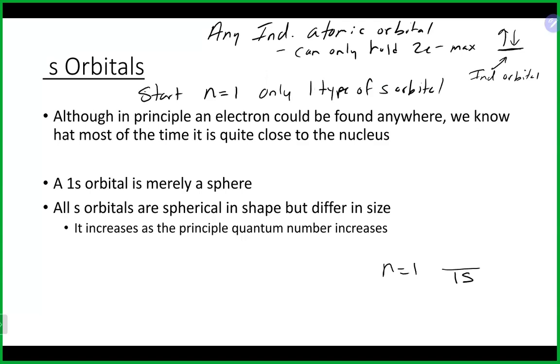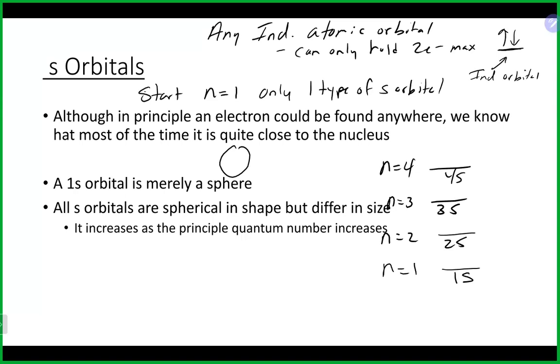An s orbital is shape-wise just a sphere. So it's just kind of a circle, is the theoretical shape of it. And you find s orbitals on every energy level. So if you went to the second energy level, you would have a 2s orbital. If you went to the third energy level, you would have a 3s orbital. Fourth energy level, you would have a 4s orbital, and so forth, a 5s, 6s, and 7s as you go all the way up in terms of energy level. So you will always, on every energy level, have an s orbital available to you.